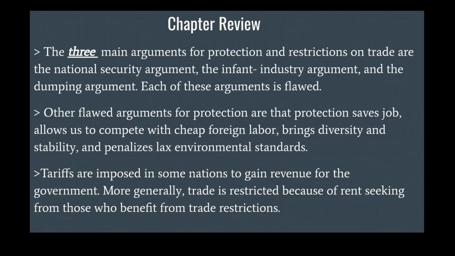Chapter Review. The three main arguments for protection and restrictions on trade are the national security argument, the infant industry argument, and the dumping argument. Each of these arguments is flawed. Other flawed arguments for protection are that protection saves jobs, allows us to compete with cheap foreign labor, brings diversity and stability, and penalizes lax environmental standards.